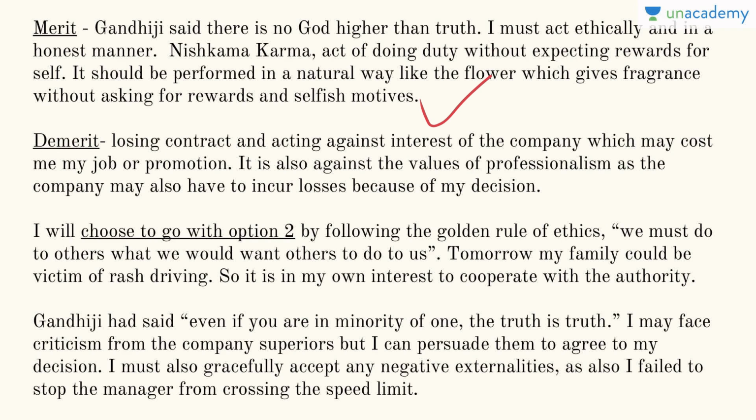The demerit is that you might lose the contract, you might act against the interest of the company, which can cost you the job or promotion. That is also against the value of professionalism, as the company may incur losses, it may even shut down. But I will choose to go with option 2 by following the golden rule of ethics. We must do to others what we would want others to do to us. So this is a very, very important definition of ethics. We must do to others what we would want others to do to us.